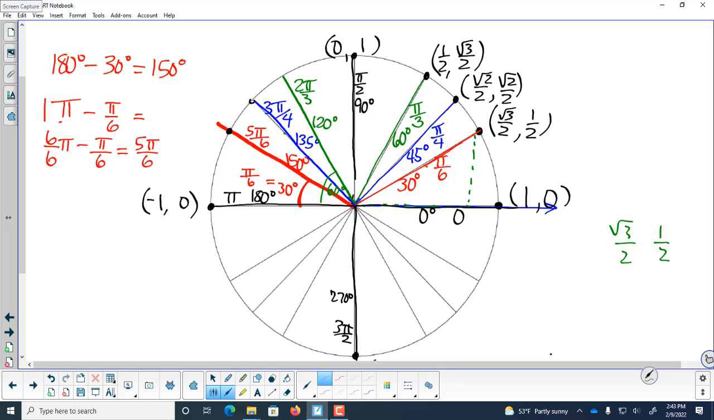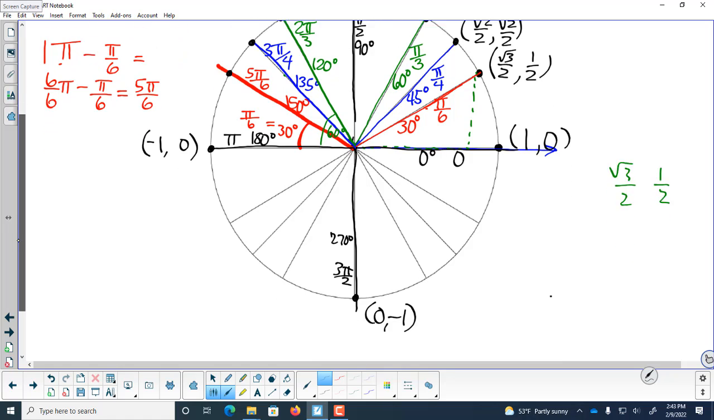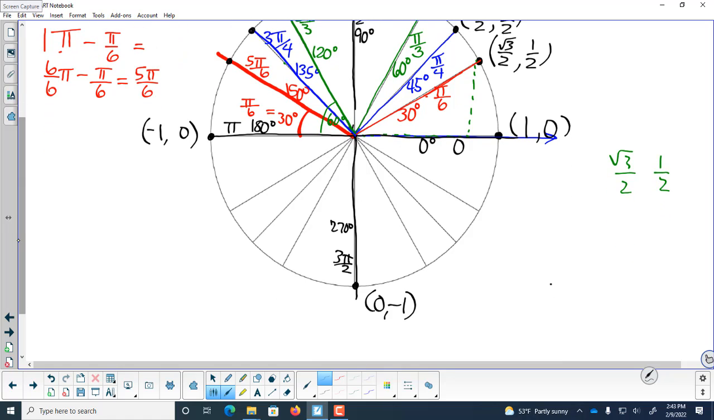So let me ask you this. Are you comfortable filling these points in now? Okay, good. I'm just going to write this one just for a check. Just write one of them. So in quadrant 2, x is negative, y is positive. Okay. Should we finish labeling the angles? Or do you have them labeled already?